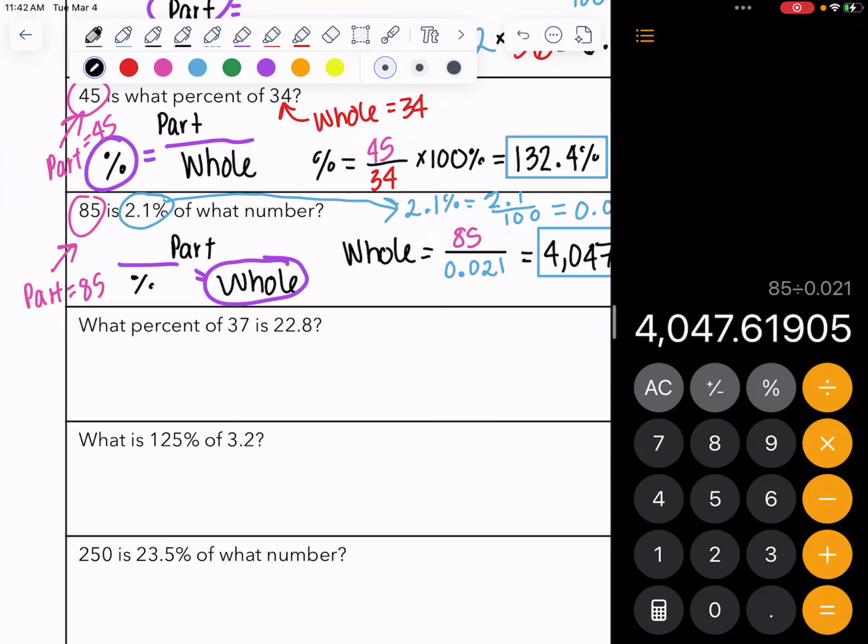Again, part, percent, whole. What percent of 37 is 22.8? What percent of 37 is 22.8? The "of" part, of 37, that is our whole. So the whole is 37. Let's give myself a little room here. The part is 22.8. We are solving for the percent.